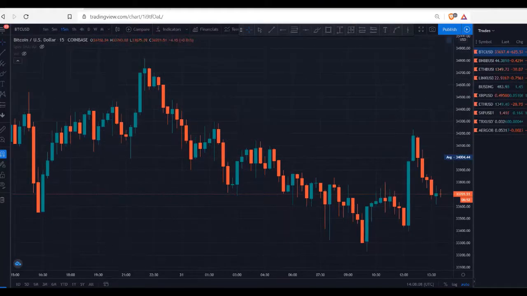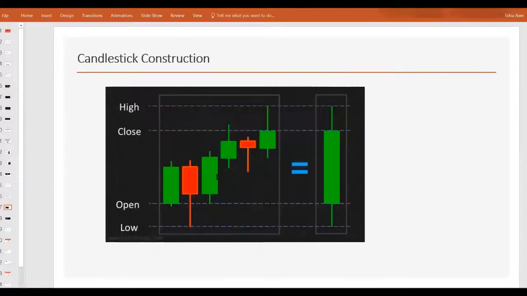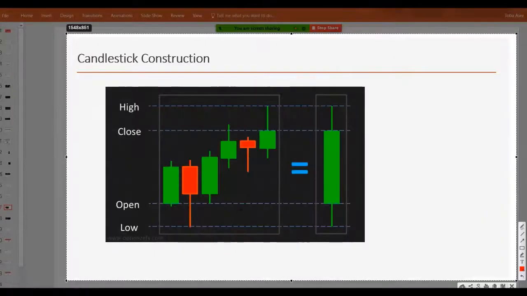Okay, so let's go back to our PowerPoint. Now, candlestick construction. Candlestick construction is just to show us how the candlestick is constructed. There's a video on Investors on the Ground, their second lesson on trading for the basic class. They really demonstrated how to construct a candle, like 1, 2, 3, 4, 5, 6. These 6 candles give you this single candle.